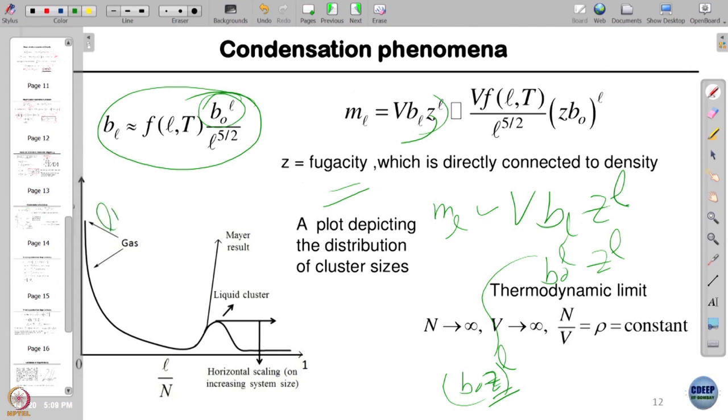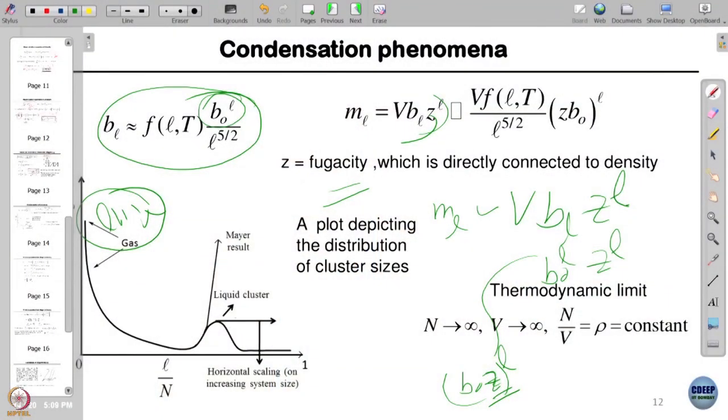a distribution of LML versus L. LML is the number of clusters of size L, and L is the number of particles in that cluster. LML is the number of clusters times the number of particles in this size of cluster L. And that then has this beautiful Meyer's picture, that a big large cluster appears in the system, and that is the gas liquid transition.